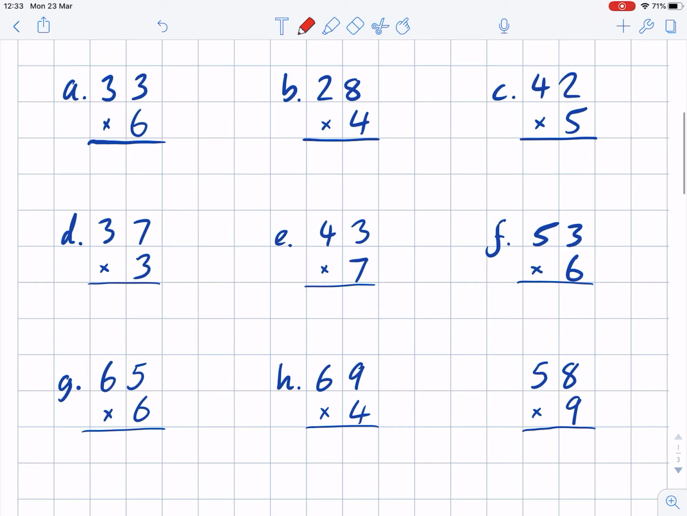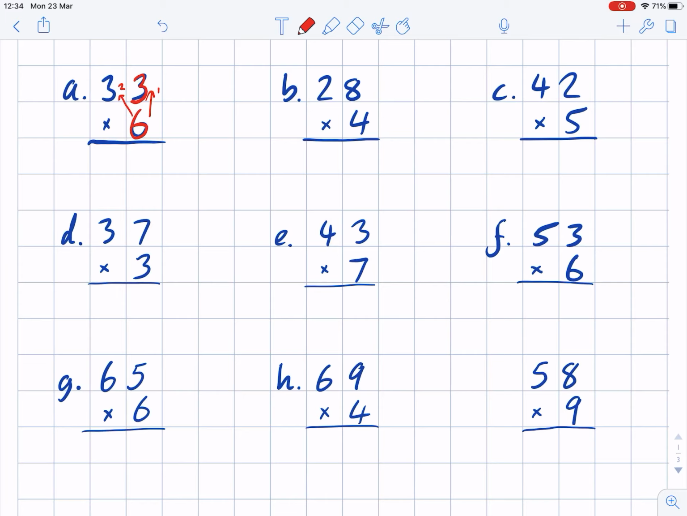These are the sums that I would like you to do. Again, I'll walk you through A first of all. So remember, we start bottom right, so we've got our 6. And I'm going to multiply this 6, first of all, by the 3. Because like I said, we go straight up first, step 1, and then going across is step 2.